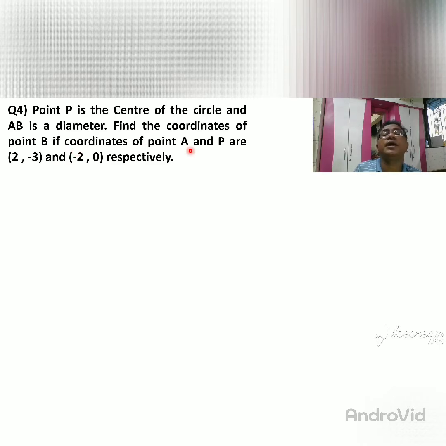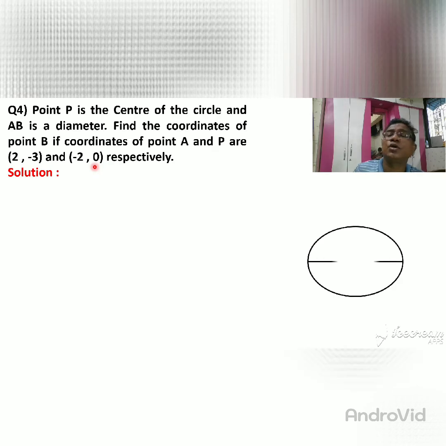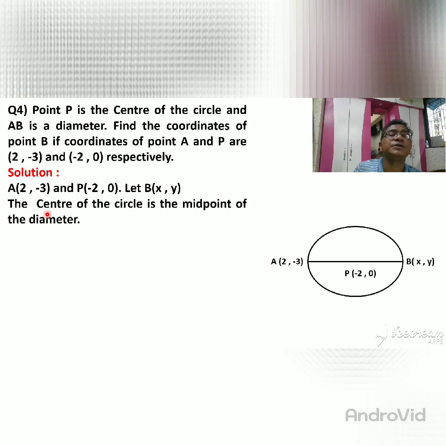if the coordinates of points A and P are 2, minus 3, and minus 2, 0 respectively. So here also we can draw the diagram. With the help of the diagram you can understand easily. So see, this is the A point's coordinates 2, minus 3. This is the B point's coordinates, they are not given, so that is considered x and y. This is the P point's coordinates minus 2 and 0. So with the help of that information you want to find out x and y of B point.